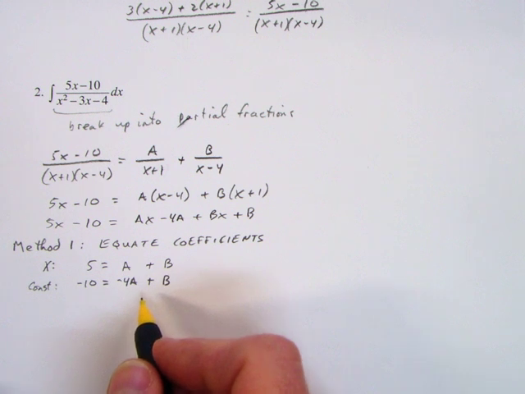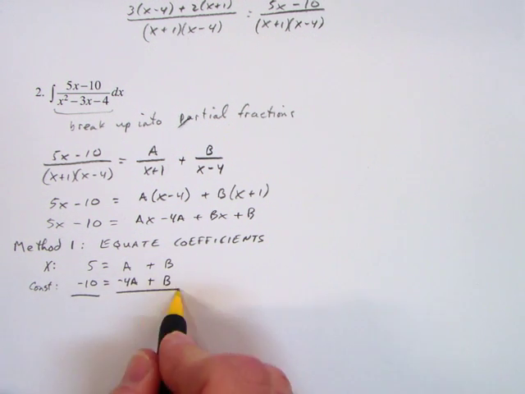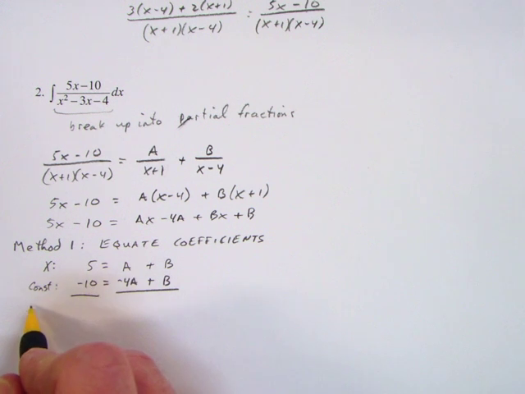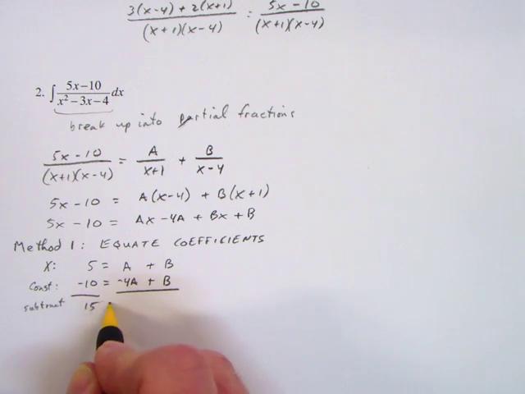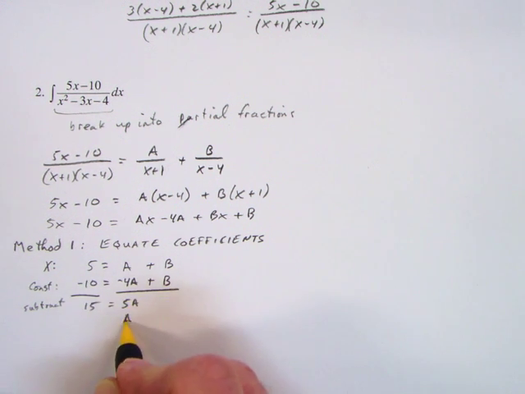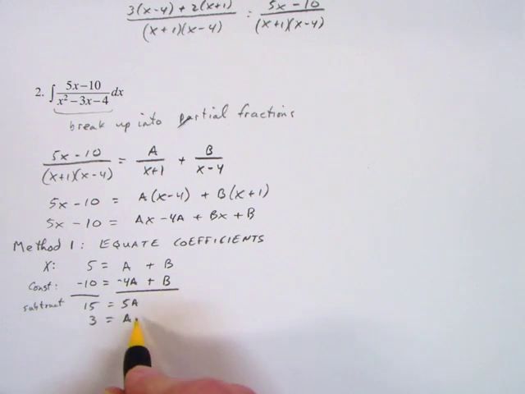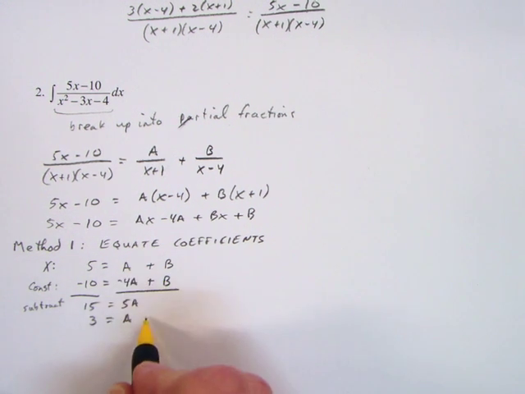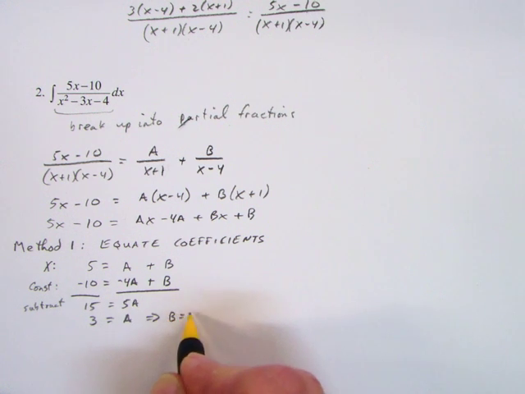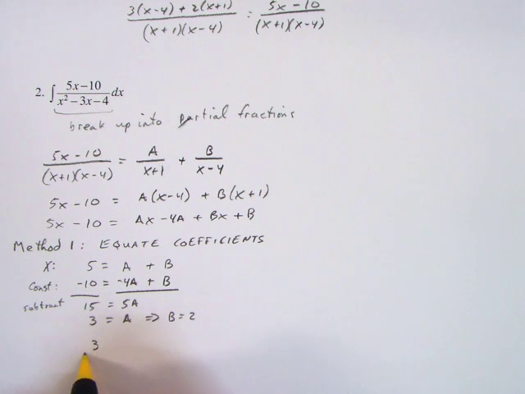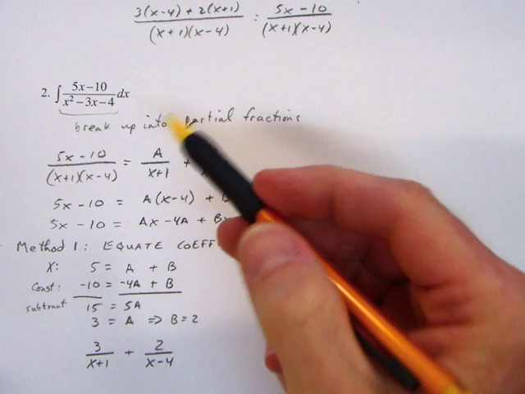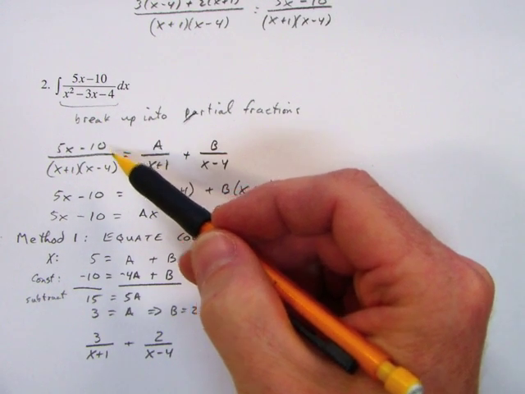Now we have a system of two equations with two variables. We can solve this. If we subtract, we will have 15 equals 5A. Those ones are gone, so A equals 3. Once we know that A equals 3, we can plug it back into this top equation, and that's going to tell us that B is 2. So we have 3 over x plus 1 plus 2 over x minus 4 is what the original fraction is going to equal.